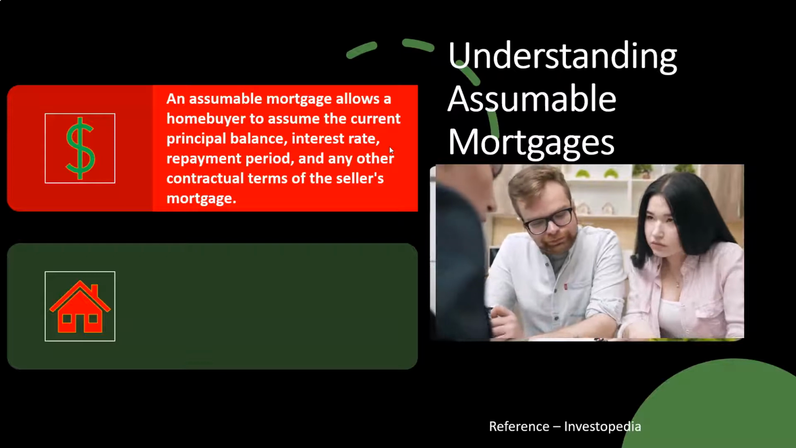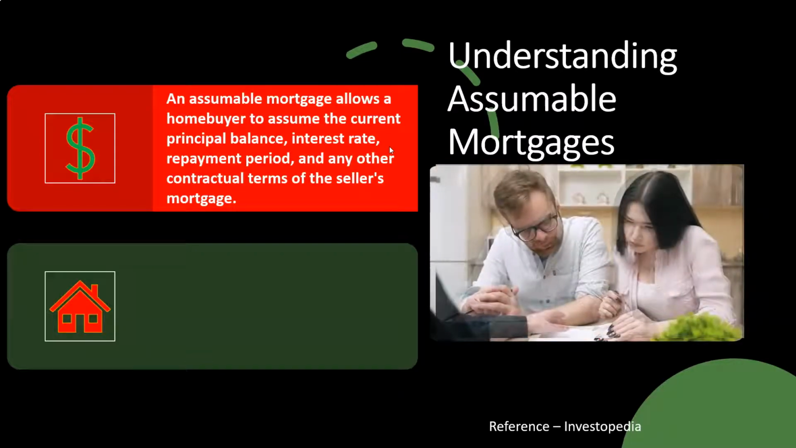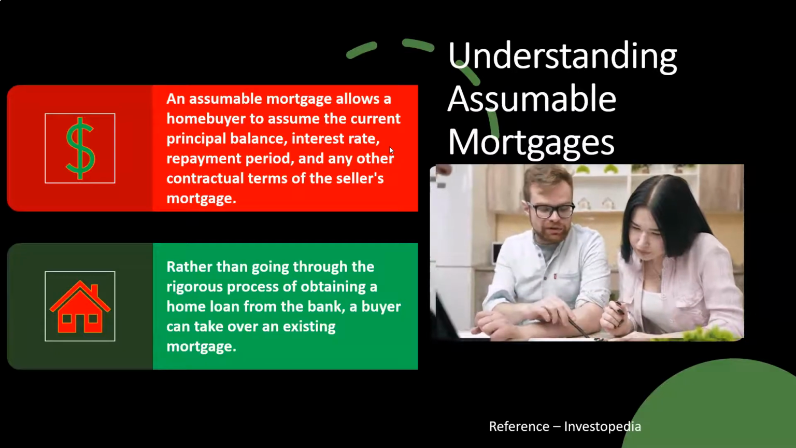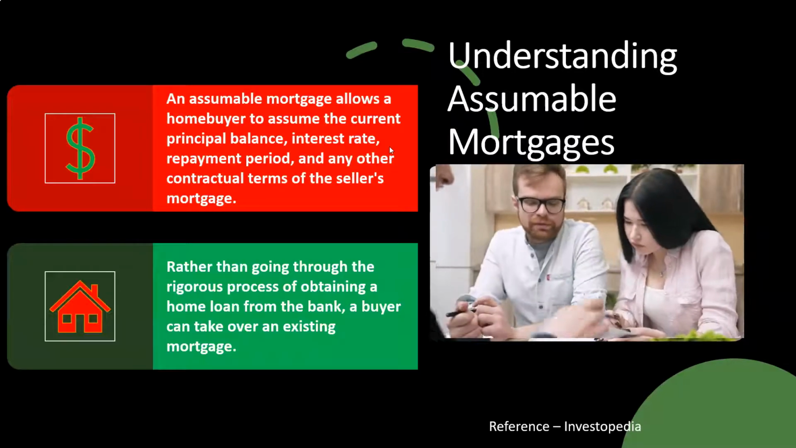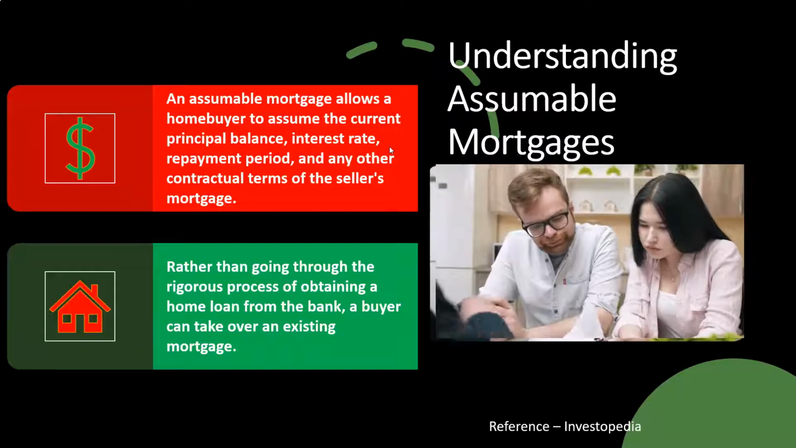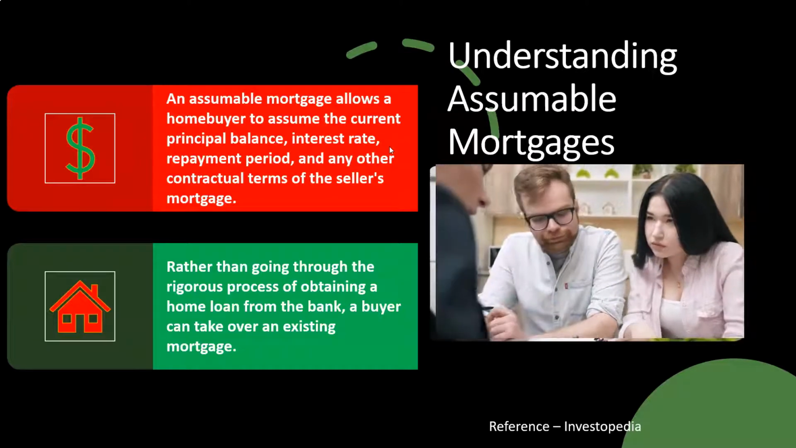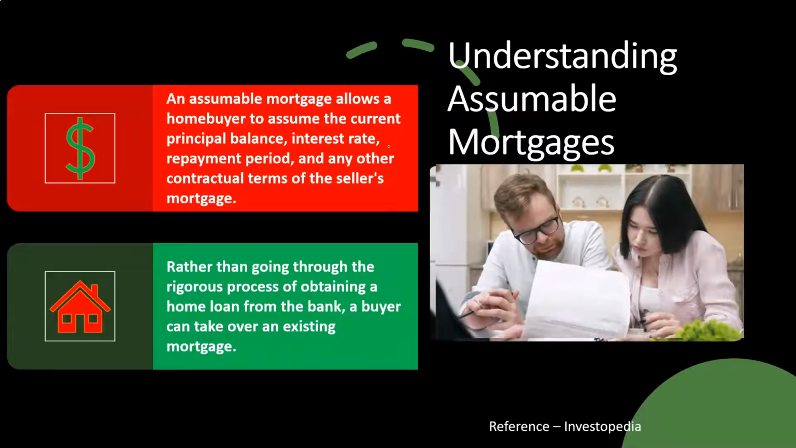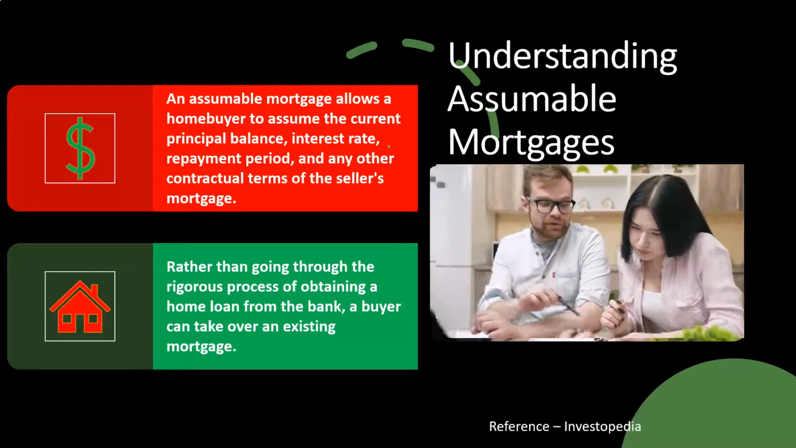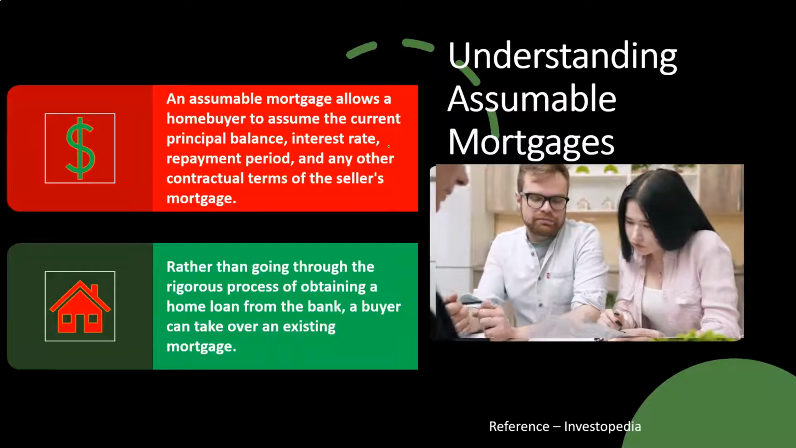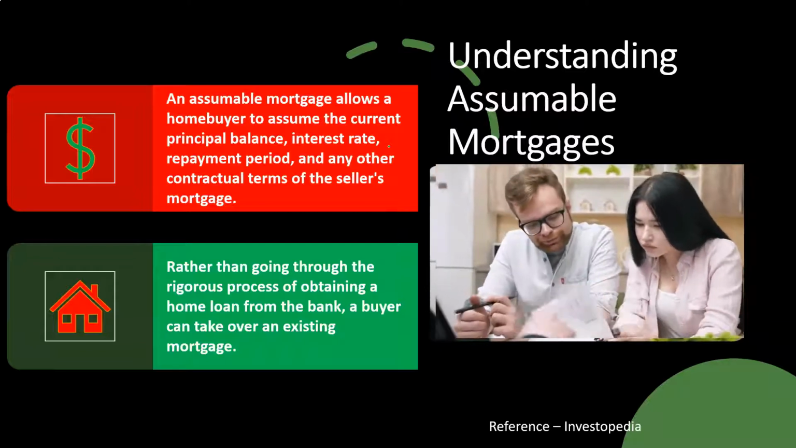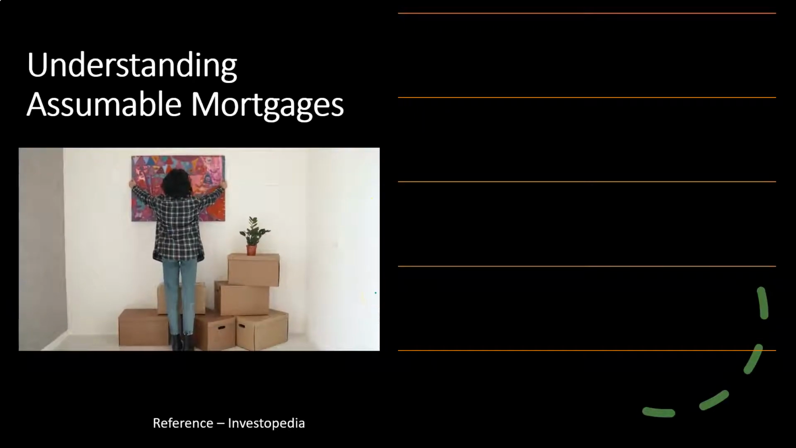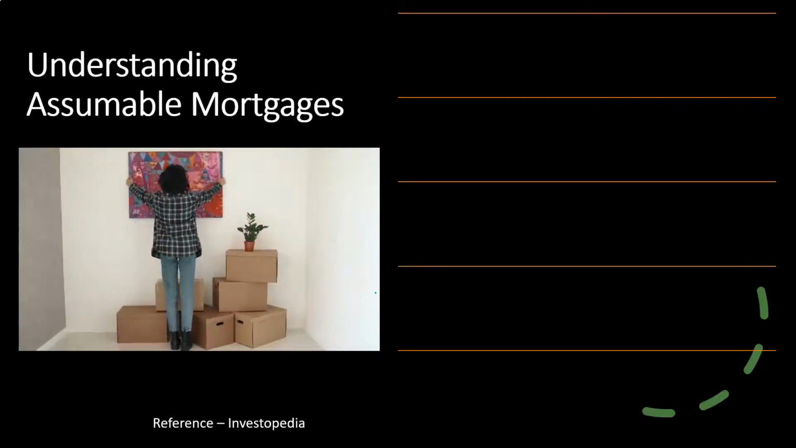And other contractual terms, whatever the other terms are for the loan, that would already be set if it was then transferred. So rather than going through the rigorous process of obtaining a home loan from the bank, a buyer can take over an existing mortgage. So in other words, it could be a little bit easier, you can imagine, because the terms have already been negotiated if you're able to do the assumption or transfer the loan from one individual to the other, from the seller to the buyer in this case.